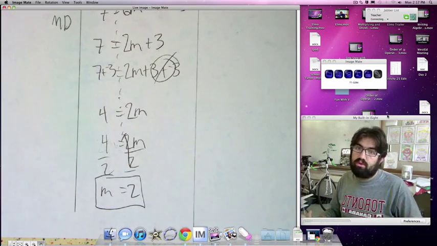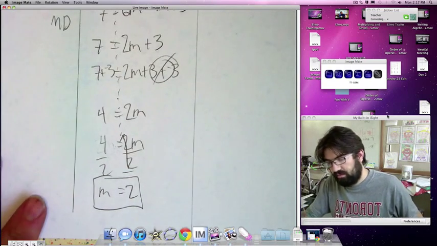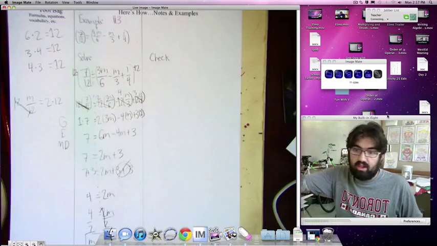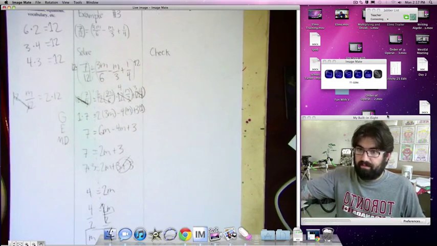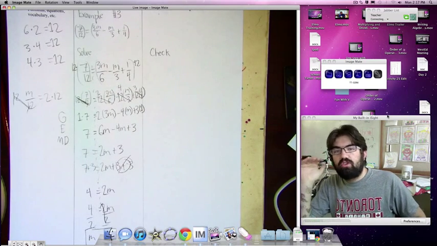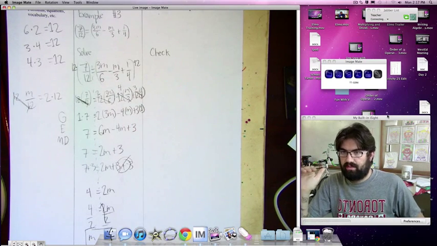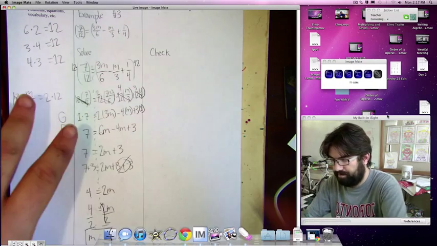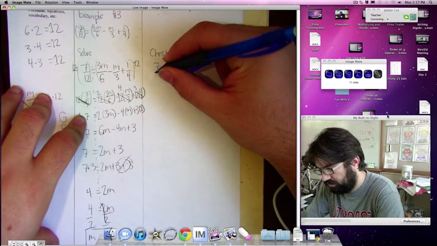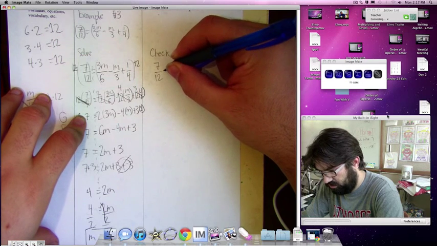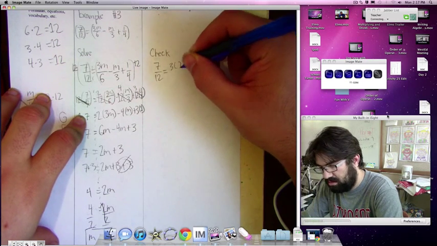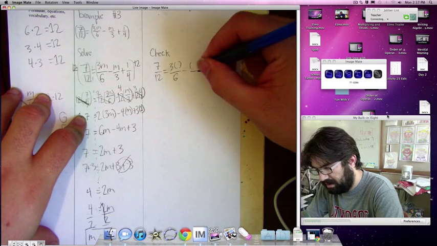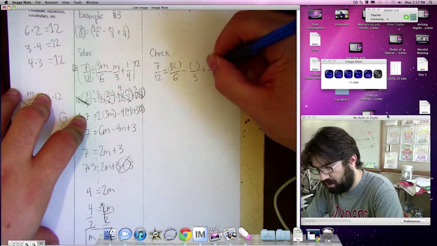If you think it, prove it. A lot of work, isn't it? No matter what you do, there will be a lot of work. So it's just a matter of how you decide to do it. Three times some number divided by 6 minus some number divided by 3 plus 1 over 4.